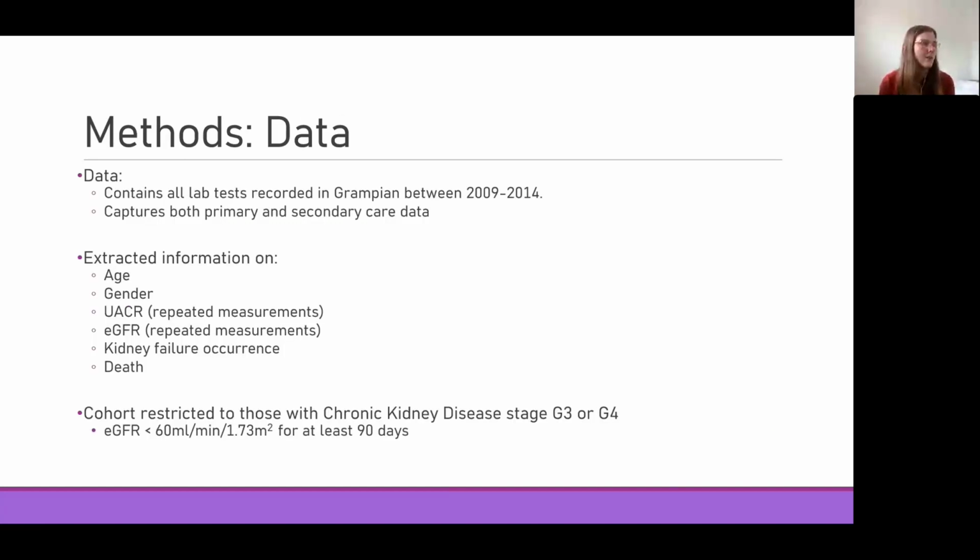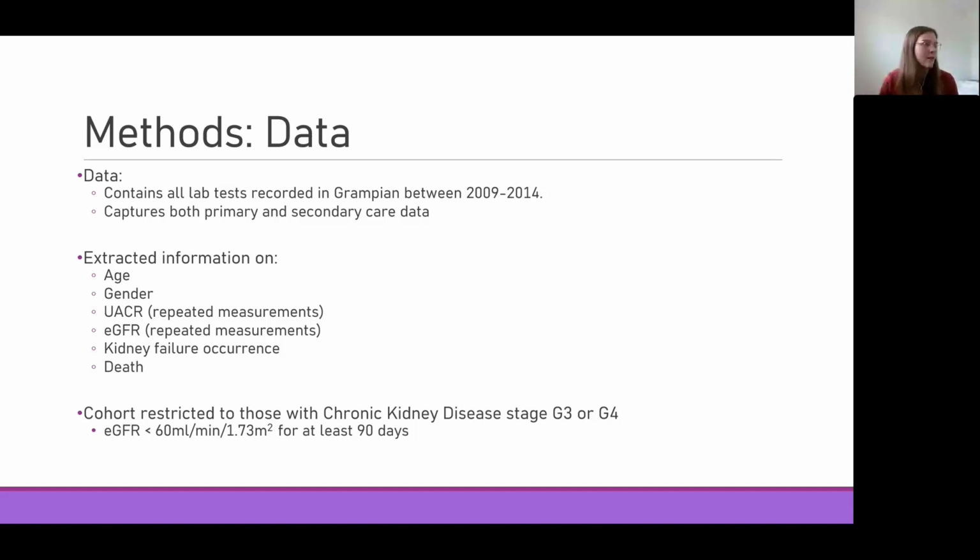So moving on to some methodology and some data. We were kindly provided with access to some data that's held within the Grampian DaSH. The data contains all lab tests that were recorded in the Grampian region between 2009 and 14. It covers both primary and secondary care, so it's quite rich information. For the purpose of this analysis, we extracted information on the 4 key predictors that form the basis of the kidney failure risk equation. That's age, gender, UACR and EGFR. And we had repeated measurements of EGFR and UACR as well.